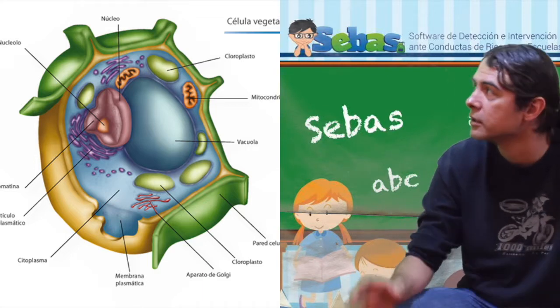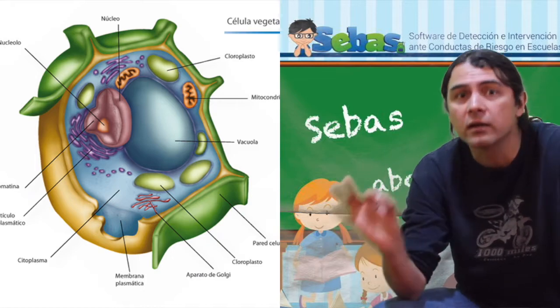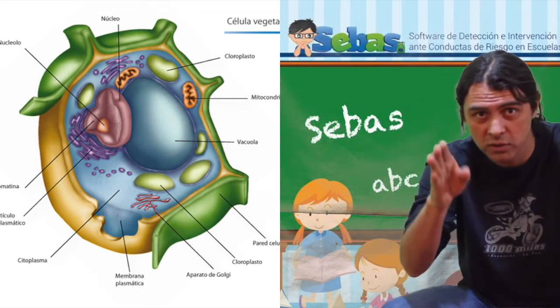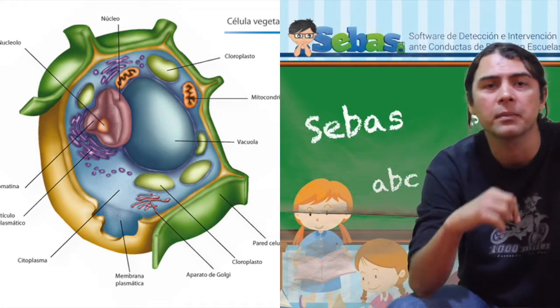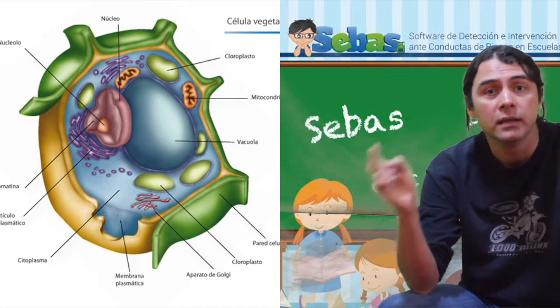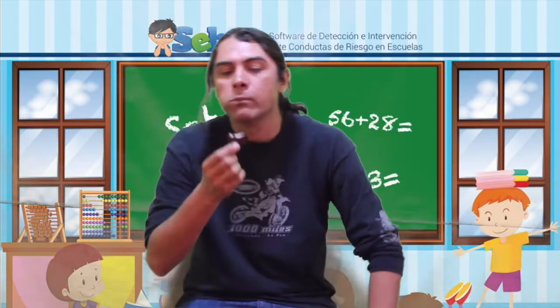bit more like a polygon, like this, and together, millions and millions of them, make a complete being, such as yourself. But there are some organisms that are made of only 1. Bacteria is an example. Okay? Just remember, all living organisms are made of 1 or more cells.